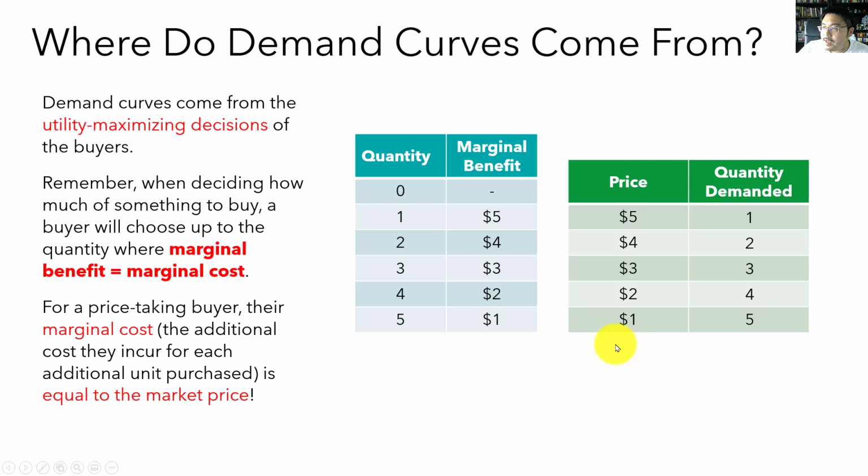Okay? And so if you look at these two tables, the relationship between quantity and marginal benefit is equal to the relationship between quantity and price. And so what we can conclude is that a person's demand schedule is actually going to be exactly the same as their marginal benefit schedule.